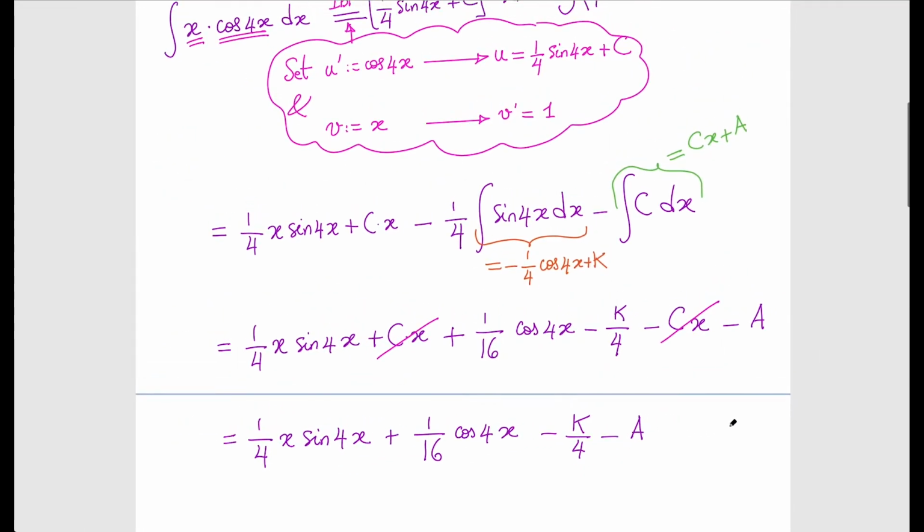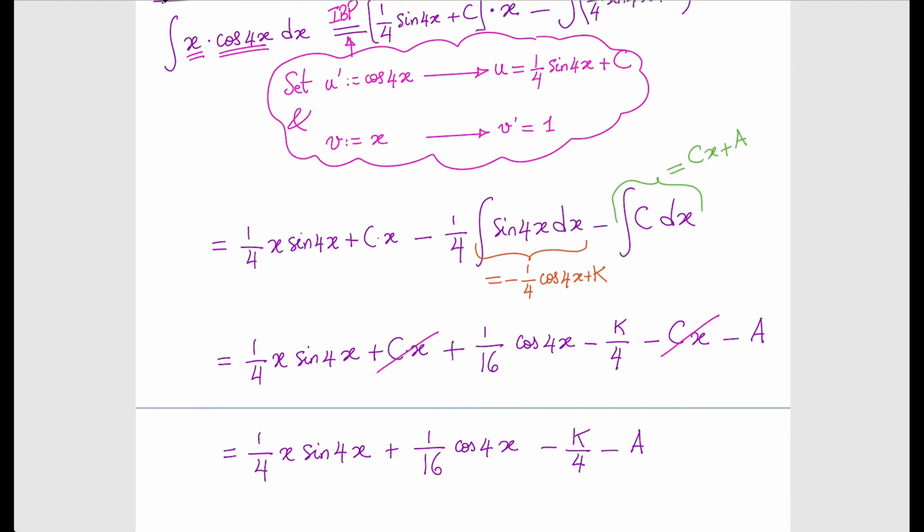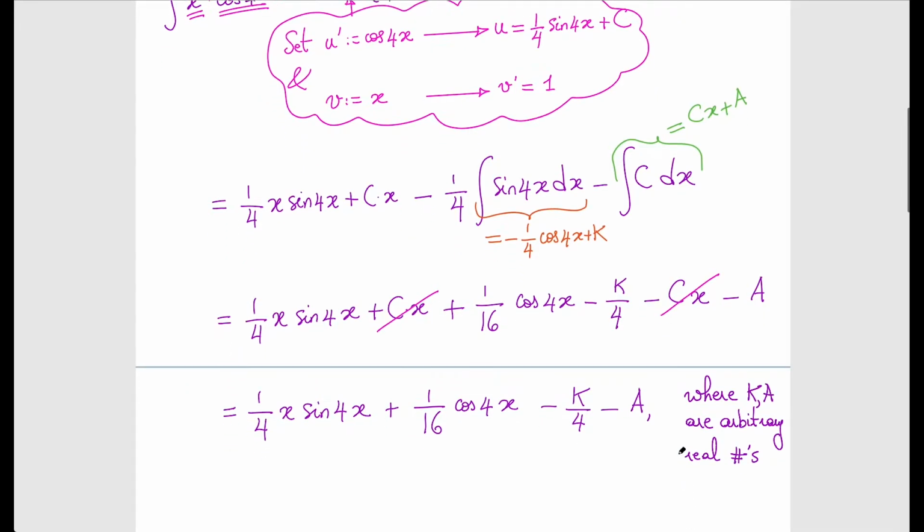Let's zoom out and let's put things together. This entity now, this primitive that we had earlier, I'll highlight it, this one, is now equal to all this guy, correct? Where k and a are arbitrary constants. Let me write that down for you. Where k and a are arbitrary real numbers. Okay? Now, here's a question for you.